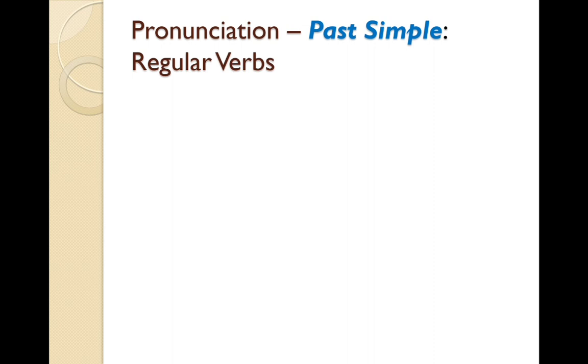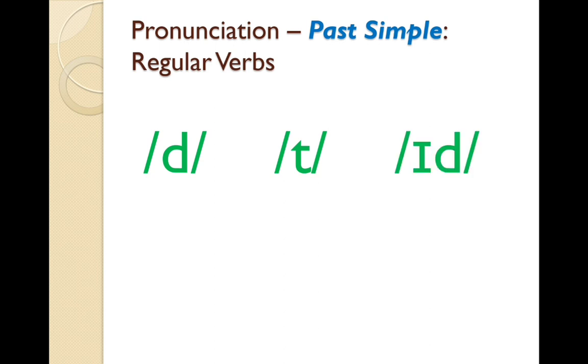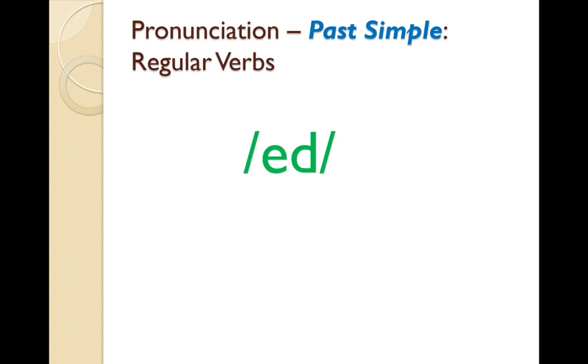Now let's look at the pronunciation of the regular verbs. There are 3 different ways to pronounce the ed ending. D, t, id. Ed is never correct. So let's look at some verbs where the ed ending is pronounced d. Now listen and repeat.